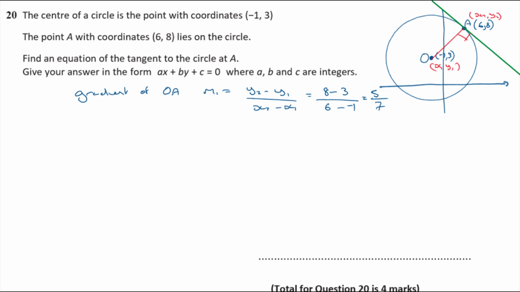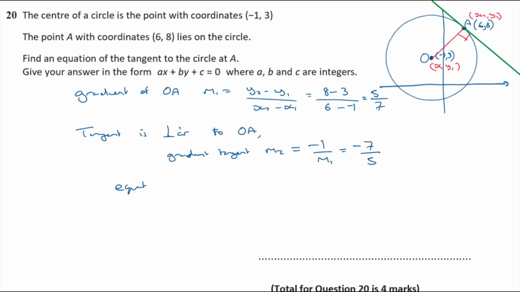Now we want the gradient of the tangent though, but we know that the tangent is perpendicular to OA. So the gradient of the tangent, which I'm going to call m2, is going to be minus 1 over m1, isn't it? It's the negative reciprocal. So we're going to flip that m1 over and put a minus sign in front of it. So the gradient of the tangent is going to be negative 7/5. All right, so now we've got the gradient of the tangent, and we know a point that it passes through. So we should be able to fill it out now.